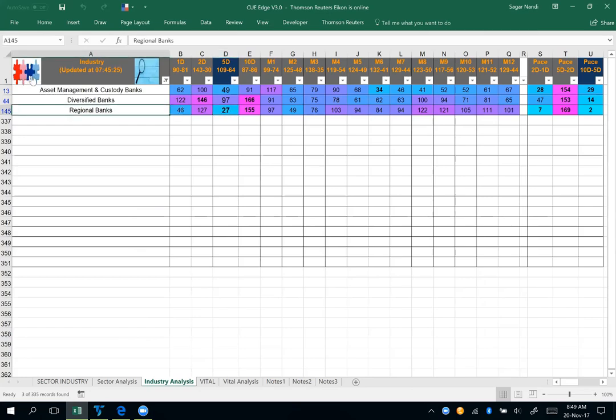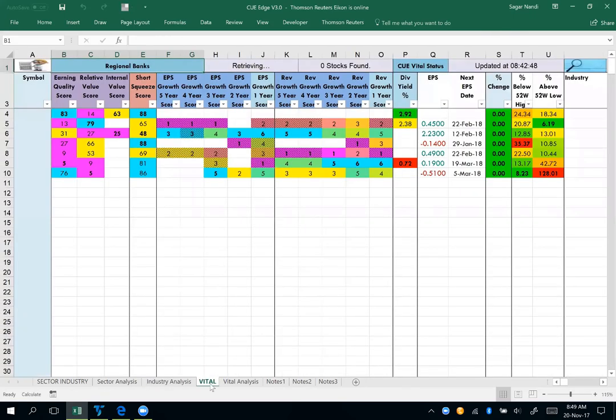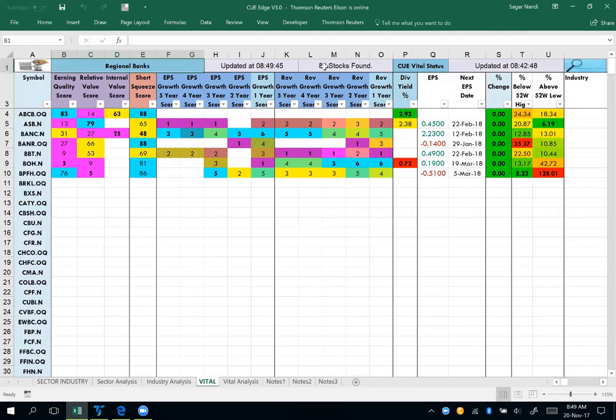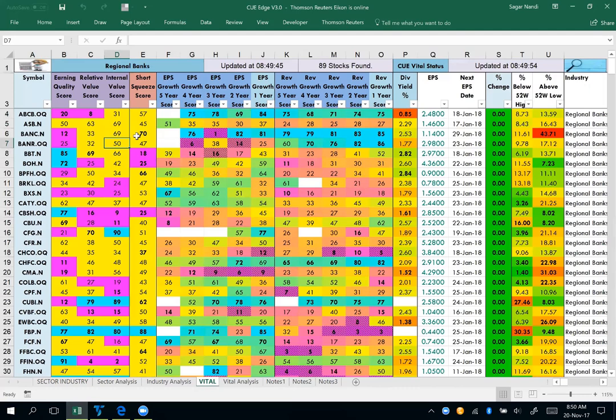You can drill down to its stocks by clicking the Get Components button. Go to the Vital tab. It is retrieving the data from Thomson Reuters or Metastock Xenith. It has found 89 stocks. Click the Calculate button to get the data on all the stocks and calculate Vital statistics. The calculation is complete.